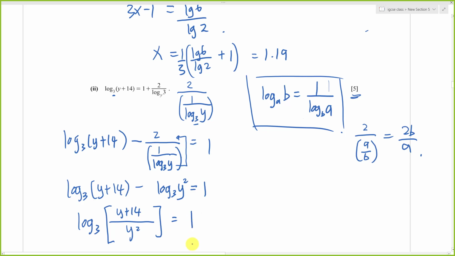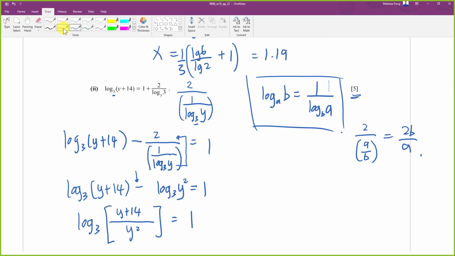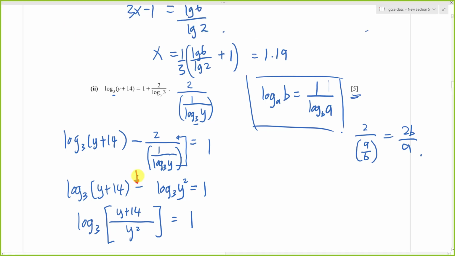And you might ask me, okay, this minus sign here, let me change the other color. You might ask me this minus sign here will become the divide. Why this plus sign doesn't become multiply? Okay, one of the very important reasons is because of the bracket. Do you see this bracket? If you have the bracket for log 3, whatever inside the bracket you have, plus or minus, you never change one. So this one is the reason why the plus doesn't change to multiply.